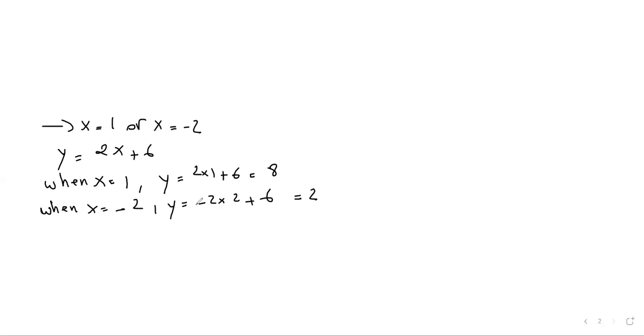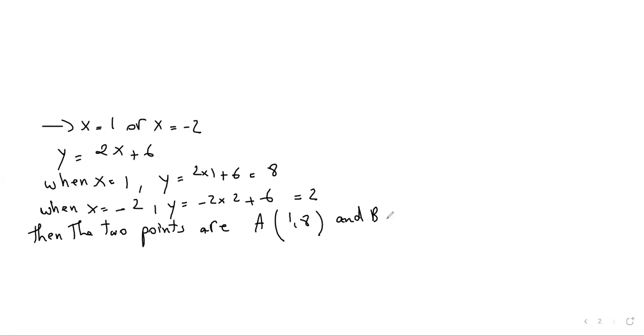Well, don't leave it like that because you need coordinates. So the 2 points are, for example, I will name A, the first point (1, 8), and B, the point (negative 2, 2). Now they ask you to get the distance AB and the coordinates of the midpoint.